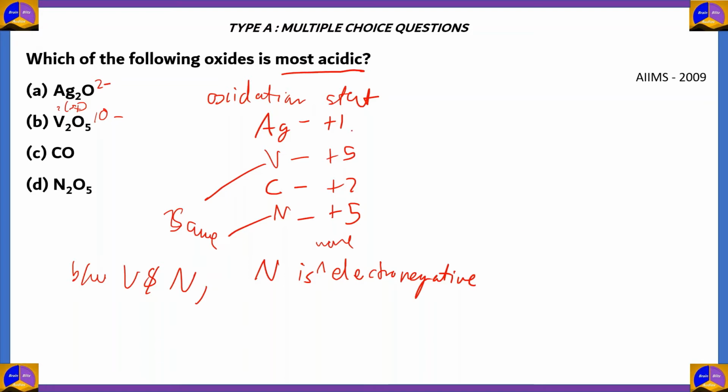And when it comes to oxides being acidic, electronegativity also matters. So the more electronegative the central atom is, the more acidic it gets. That's why option D, N2O5, is the right option. CO and Ag2O have different oxidation states, and vanadium is less electronegative, which is why dinitrogen pentoxide is the most acidic oxide among the following.